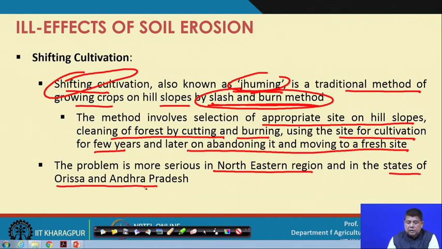So, in today's class we saw what the factors that affect erosion are. Just to repeat: CTVS, climate, topography, vegetation and soil. These are the four factors that impact soil erosion, and then there are several ill effects of soil erosion that we have discussed, and in future lectures we will see how to control these ill effects.